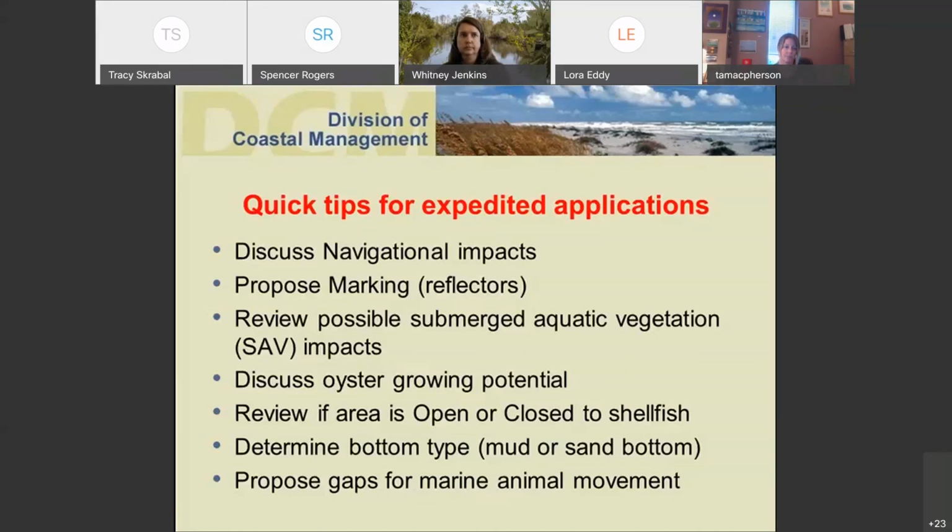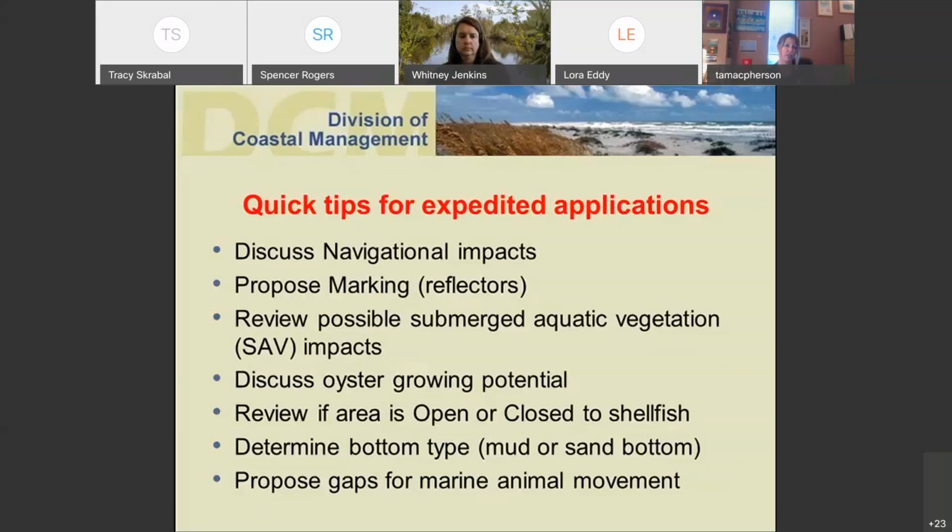You can determine if the area is currently open or closed to shellfish. And maybe your oyster sill is going to be something that could enhance an area. And if it's provisionally closed, maybe it would help an area become open again one day if it's large enough. There's a lot of things that we have to research to put in our reports, but some of this information in your project narrative will help the resource agencies review your project faster.